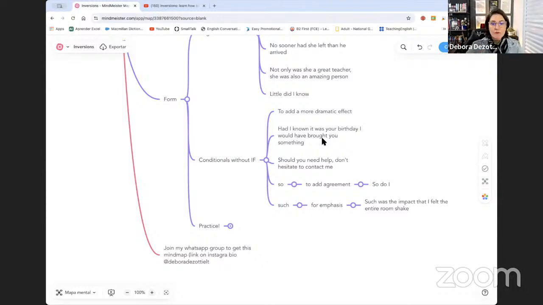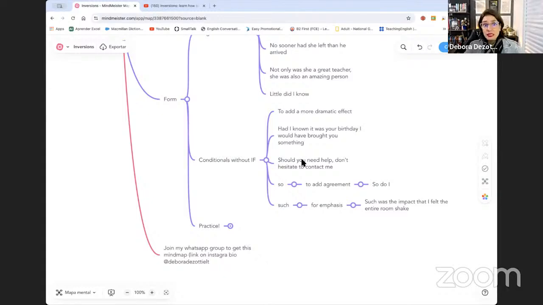Here is something you see very often in notices, in warnings, or when you buy something. "Should you need any help, don't hesitate to contact me." This is usually a way to finish emails, when you send an email to a colleague. "Should you need any help, don't hesitate to contact me." This is very common.